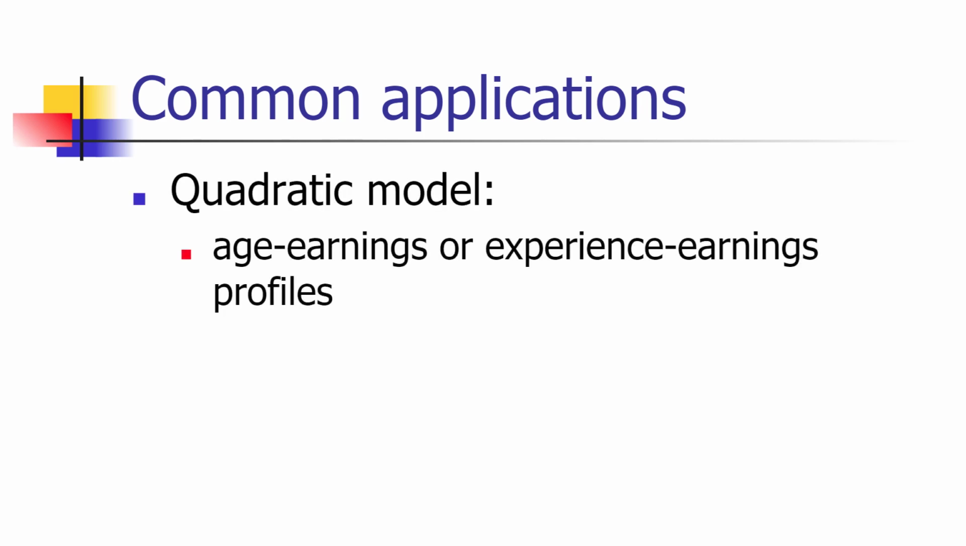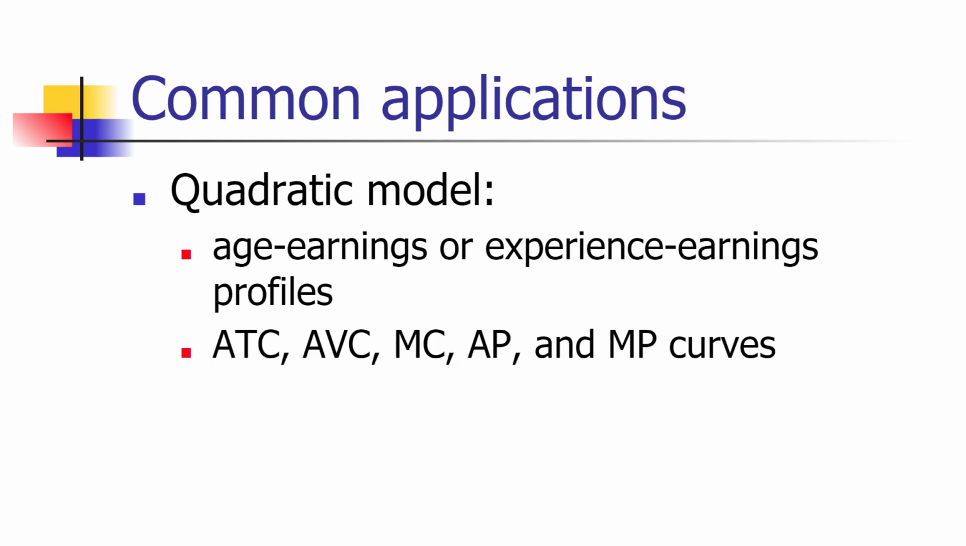Specifically, some common applications of these models that you may be familiar with from prior economics courses are, in the case of a quadratic model, this is often used to represent age-earnings or experience-earnings profiles. What we observe is that when people first start at their jobs, their earnings tend to go up initially at a relatively rapid rate, but then the rate of increase gets smaller, and beyond some age, earnings may actually decline. And there's a lot of reasons for that that are discussed in other courses, but that sort of inverted U-shape is one that we observe quite a bit in labor economics, for example.